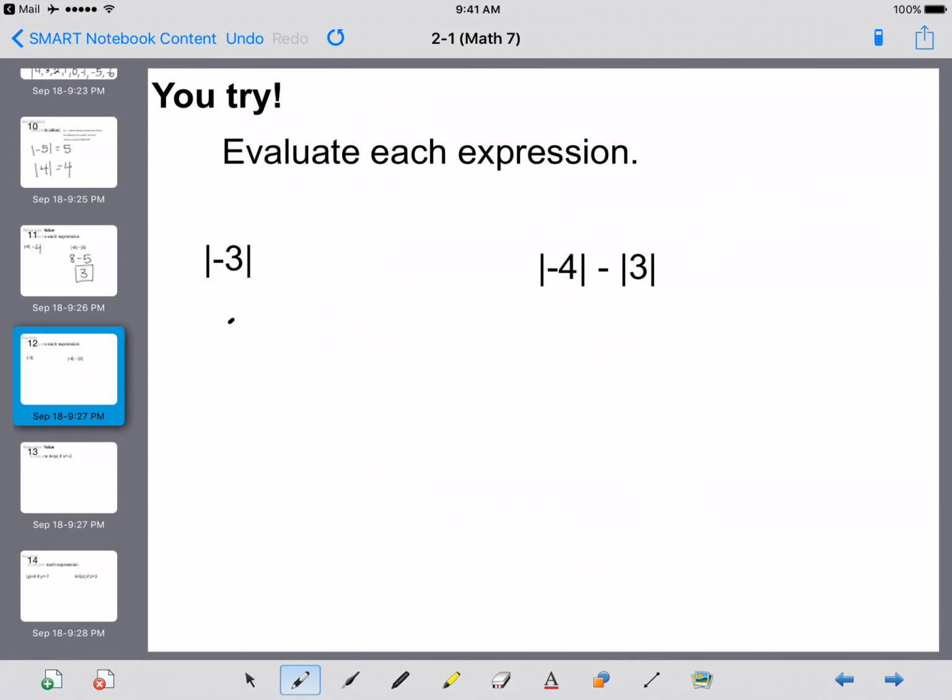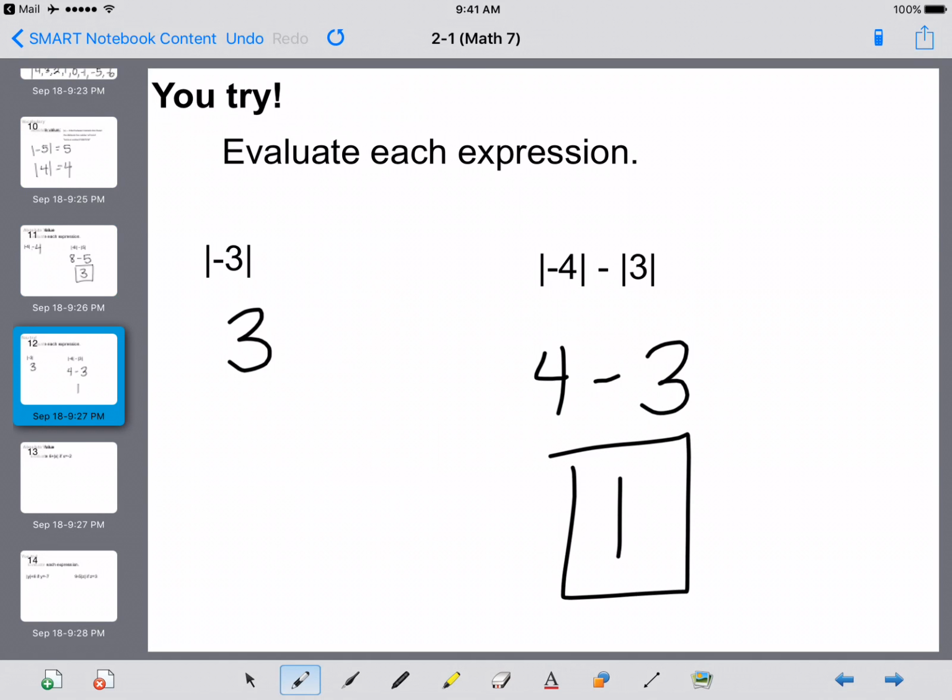So the absolute value of -3 is 3. The absolute value of -4 is 4, minus the absolute value of 3 is just 3. 4 minus 3 is 1.